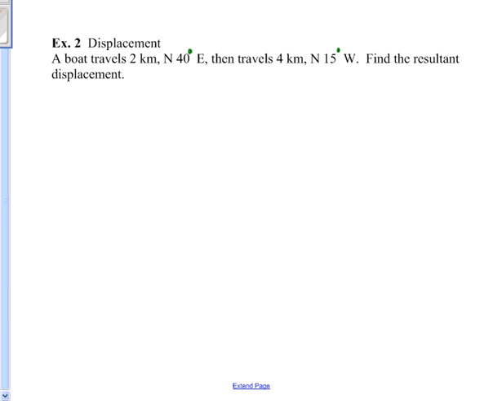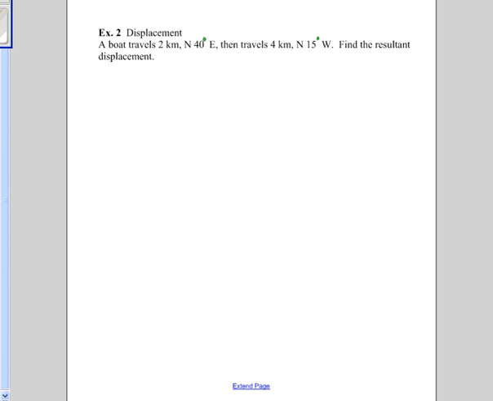So we have a boat, and he travels 2 kilometers north 40 degrees east. So I'm going to draw a north arrow just to get myself anchored. Okay. The boat, 2 kilometers north 40 degrees east, so I'm heading north, turn 40 degrees towards the east, and that will be our boat. And then he travels 4 kilometers north, 15 degrees to the west. So I'm just going to draw a very small little north arrow here. It helps my eyes. I hope I'm not confusing you.